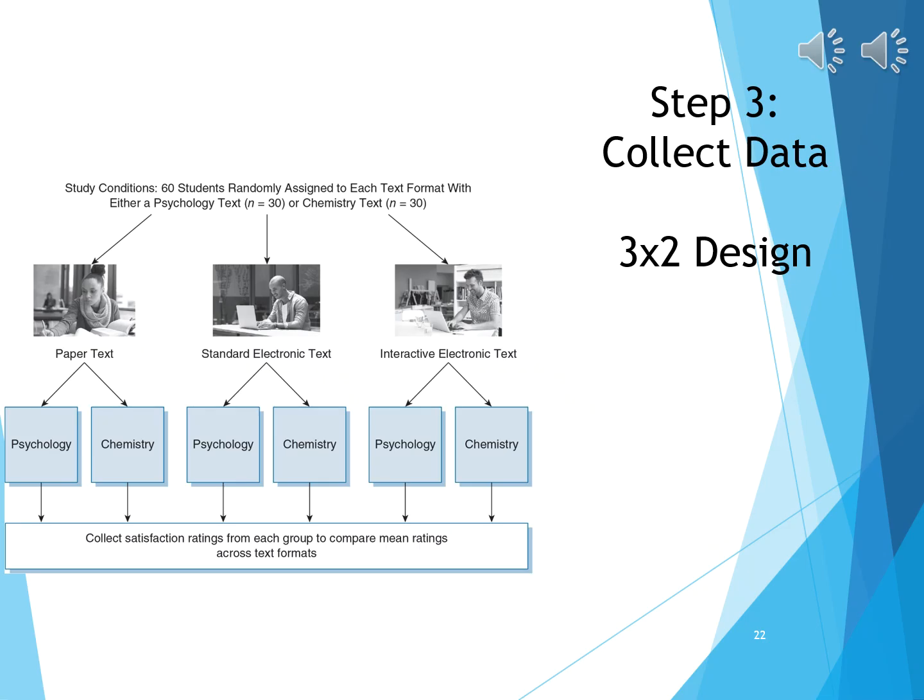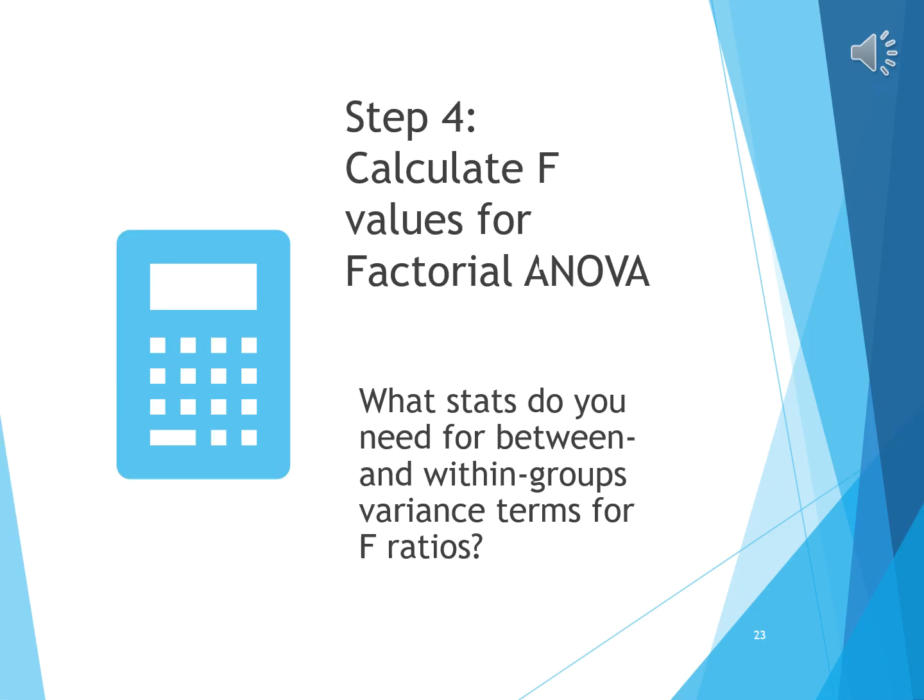Since your first factor has 3 levels and your second factor has 2 levels, this is also called a 3 by 2 design. If you had 2 different factors and both of those factors only have 2 levels, then it's a 2 by 2 design, right? So this one's a 3 by 2 design.